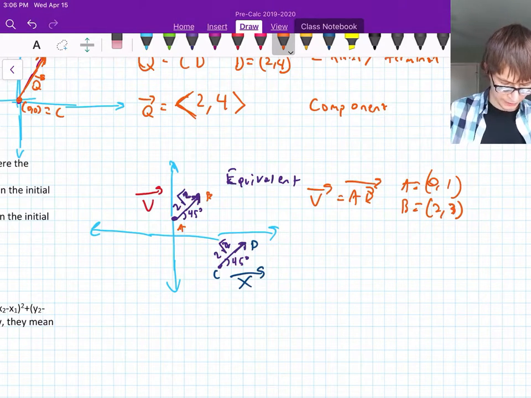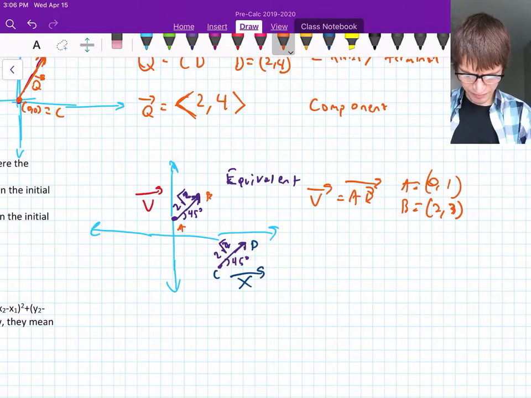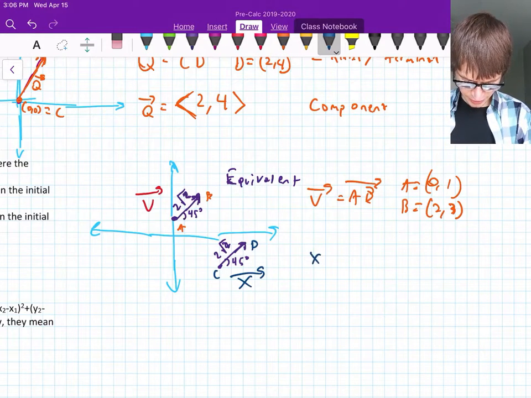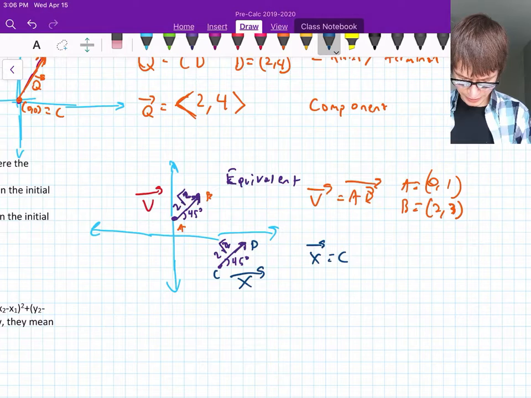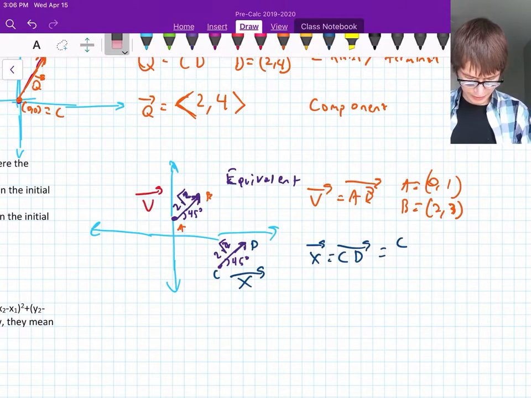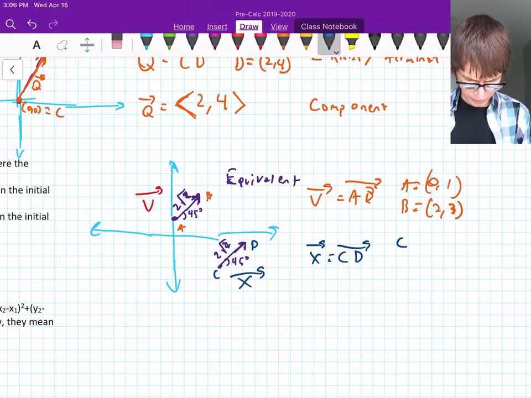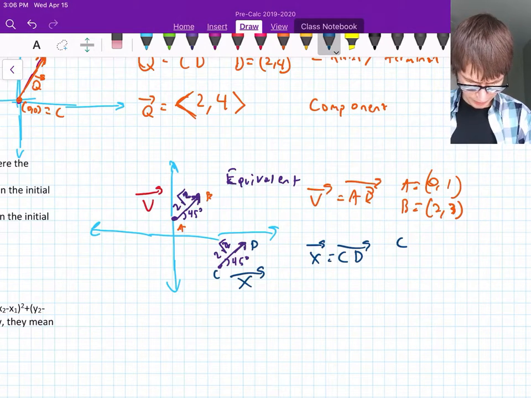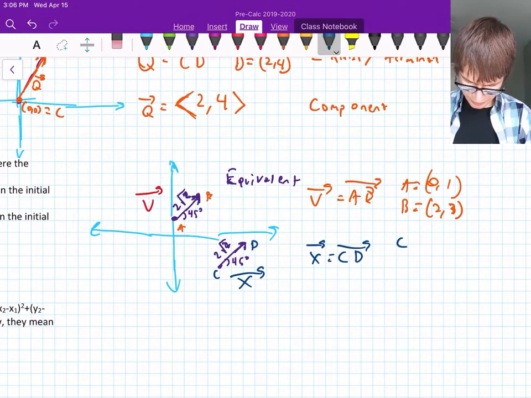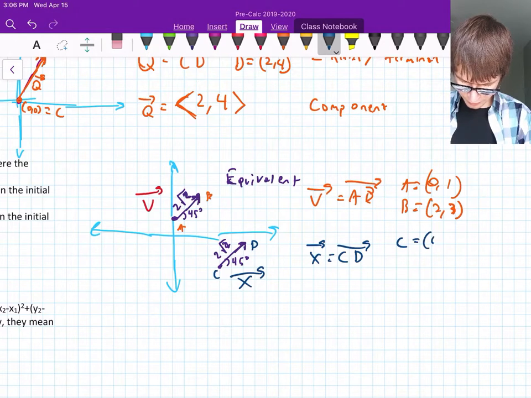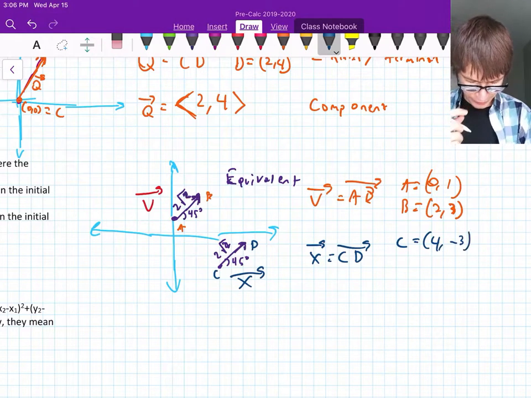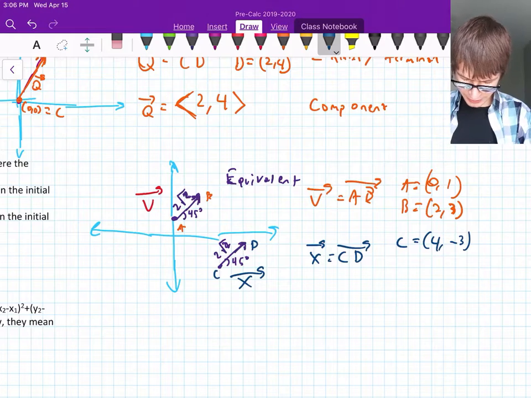And vector x is the vector from c to d, where c is, let's count it out, 1, 2, 3, 4. That'd be 4, negative 3. And then we go all the way to d, which is 6, negative 1.